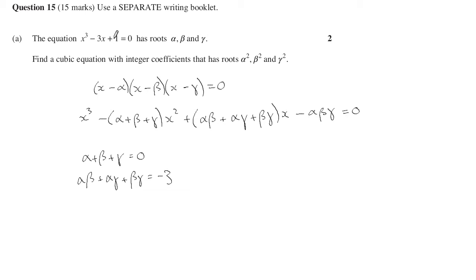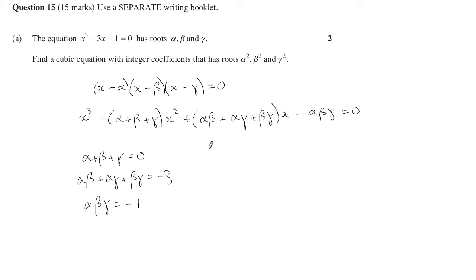And we've got a plus 1 there for the negative alpha beta gamma, so alpha beta gamma equals negative 1. So in the exam, I wouldn't write out that part. I'd just go straight to saying that, maybe doing some of this in my head.